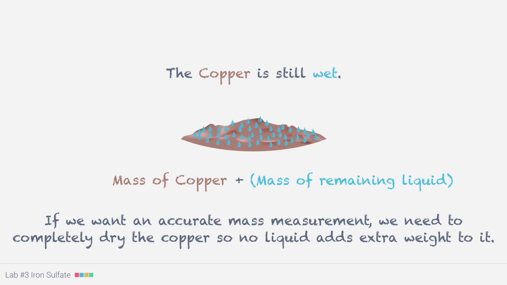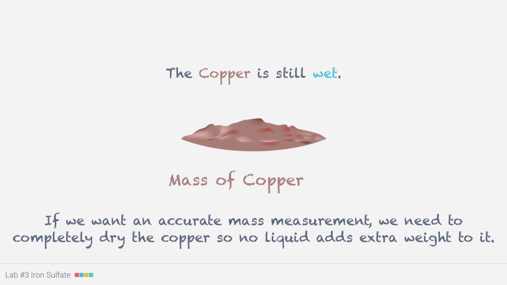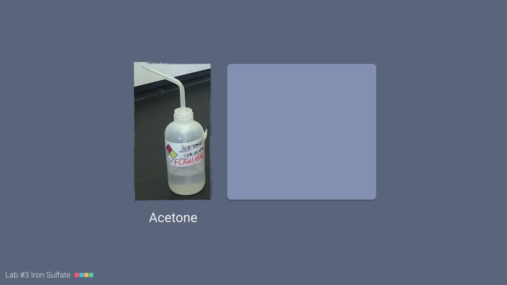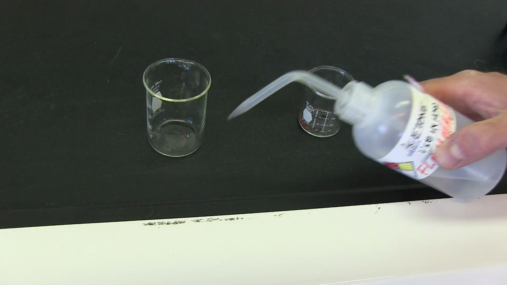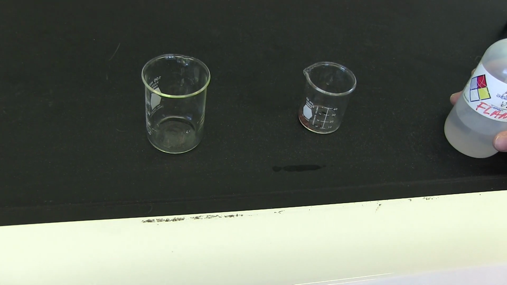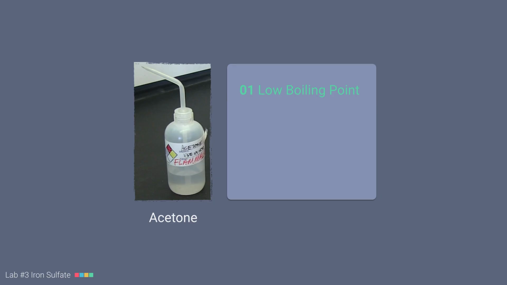To solve this problem, we're going to head over to the hood to use acetone and a hot plate to heat up the copper so it is completely dry. We're using acetone first because it has a low boiling point. Notice if we squirt a little on the surface, it evaporates right away. When we later put the beaker on the hot plate, the liquid acetone will be sure to evaporate.